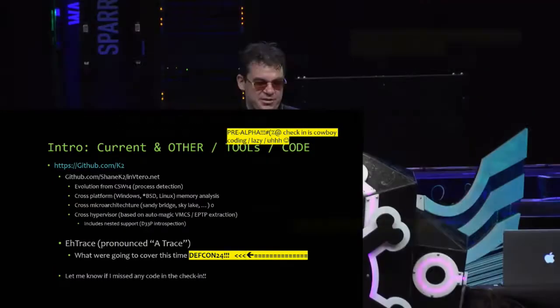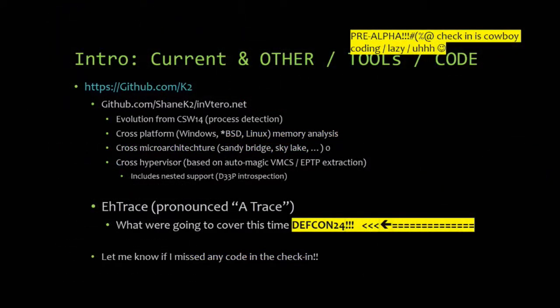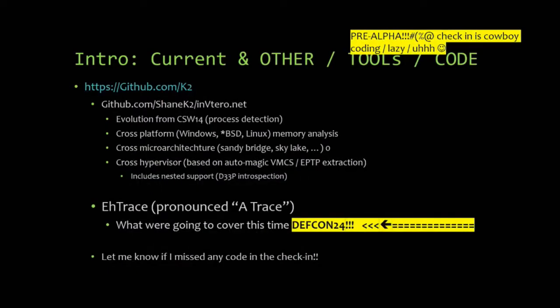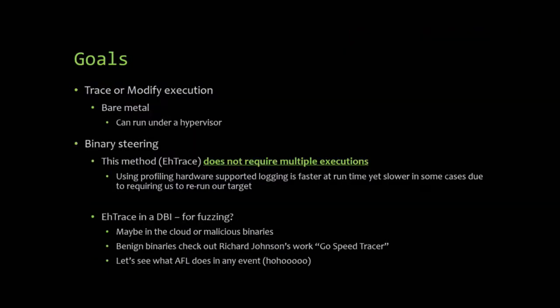These are some other tools. Here's the GitHub, if you want to check it out. That's my GitHub, K2, a really short username, should be easy to remember. EhTrace is the one we're talking about today. Invertero was the thing I started a couple years ago, DEF CON 22. It's a nested virtualization memory, recursive physical to virtual extraction thing. It's kind of neat. Anyone want to drop the code? Let me know if I forgot something.